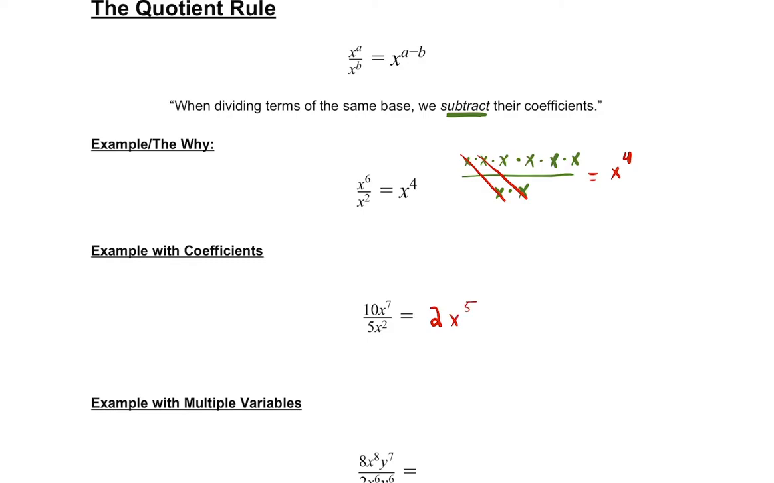Now again, you could take this and see it as 10 times 7 x's, 3, 4, 5, 6, 7, all over 5 times x times x. So if you're ever not sure if you remember the rules or not, now you'd have 2x to the fifth. You can always expand it out like that.